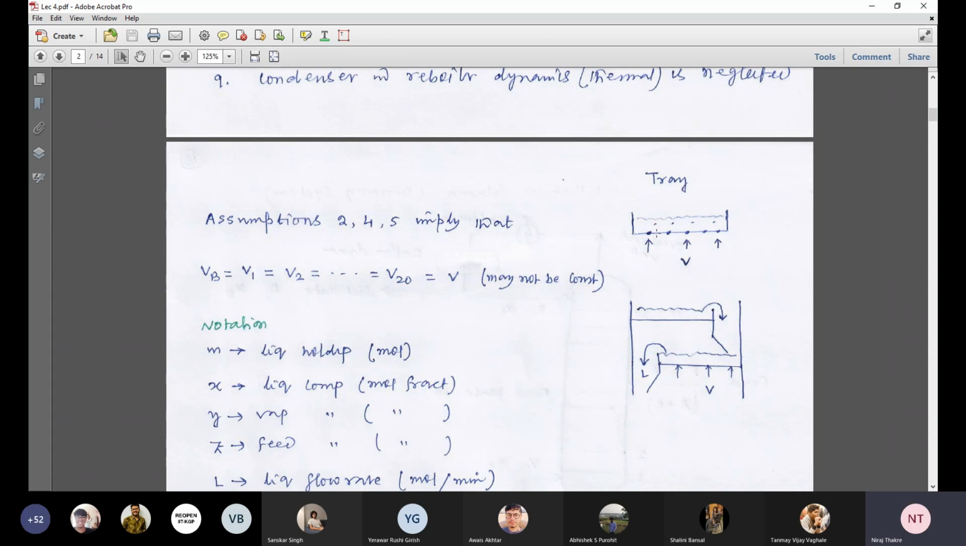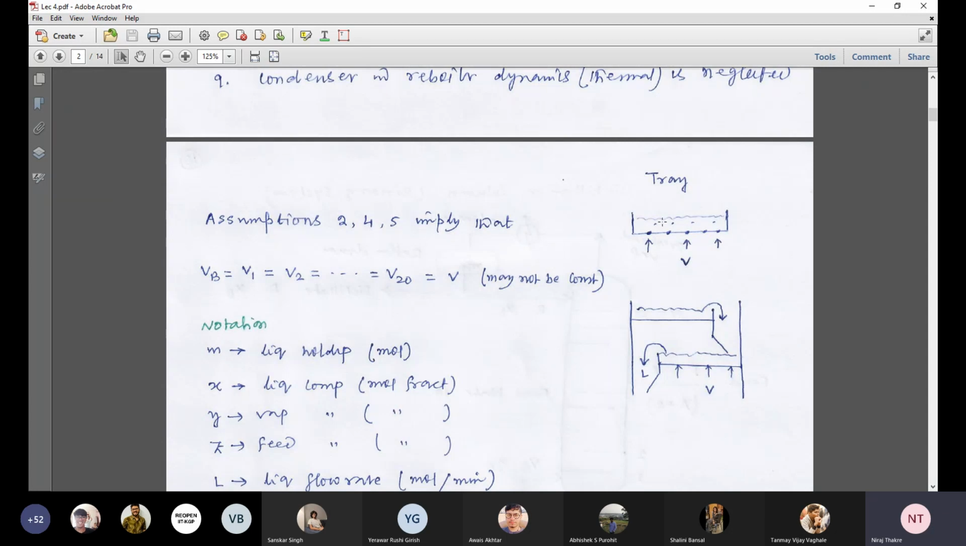This is a tray. And these are the holes through which the vapor stream is passing, moving up. And this vapor here over the tray is coming into contact with the liquid stream. And then mass transfer and heat transfer occurs. Let us explain how the mass transfer takes place.